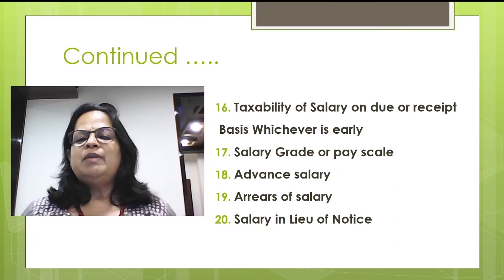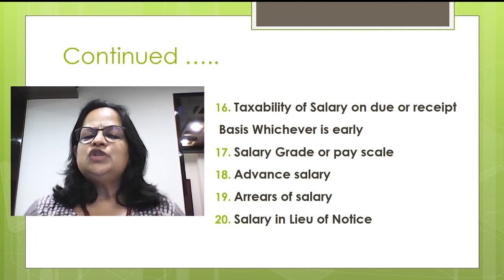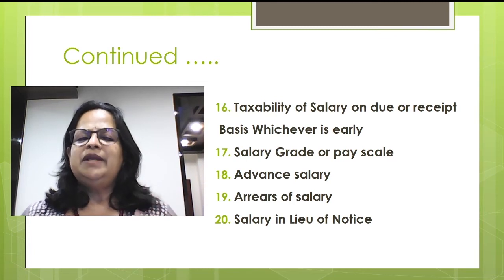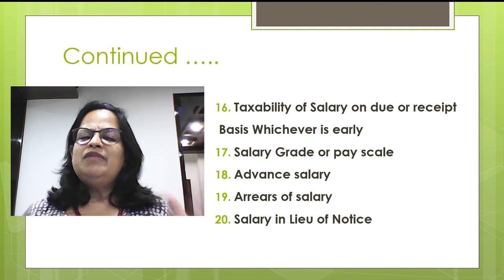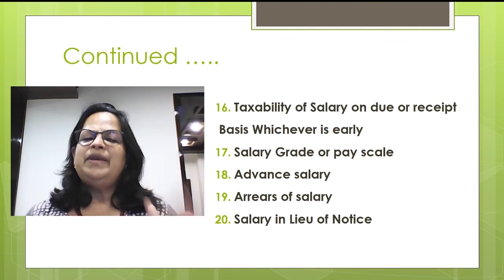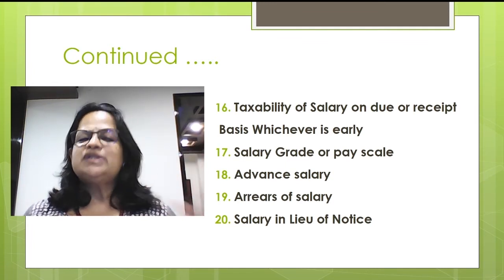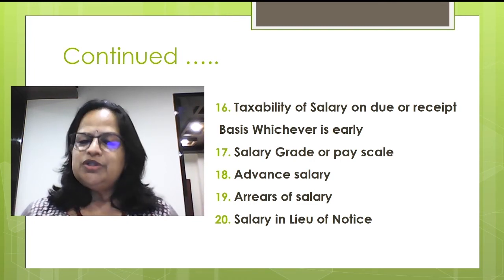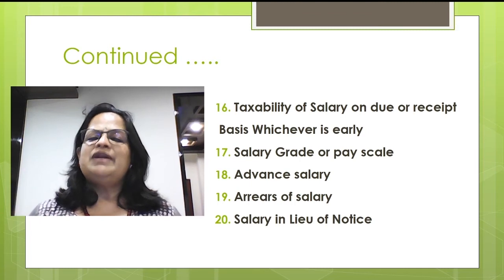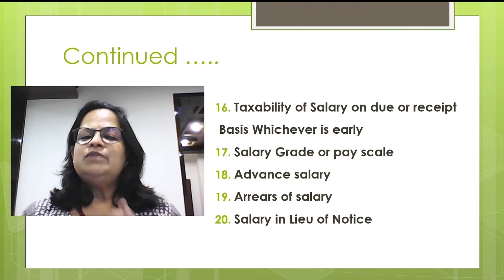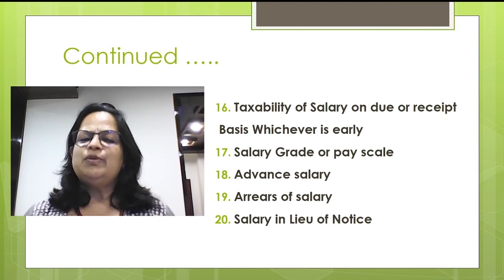Next point you have to remember: arrears of salary. This is possible for government employees. The government will appoint a pay commission every 10 years. See, 2006, 2016, now 2026, every 10 years they will appoint one, and they will recommend salary revision. Now take the example of 2016: the central government appointed a pay commission, and they recommended an increase in salary.